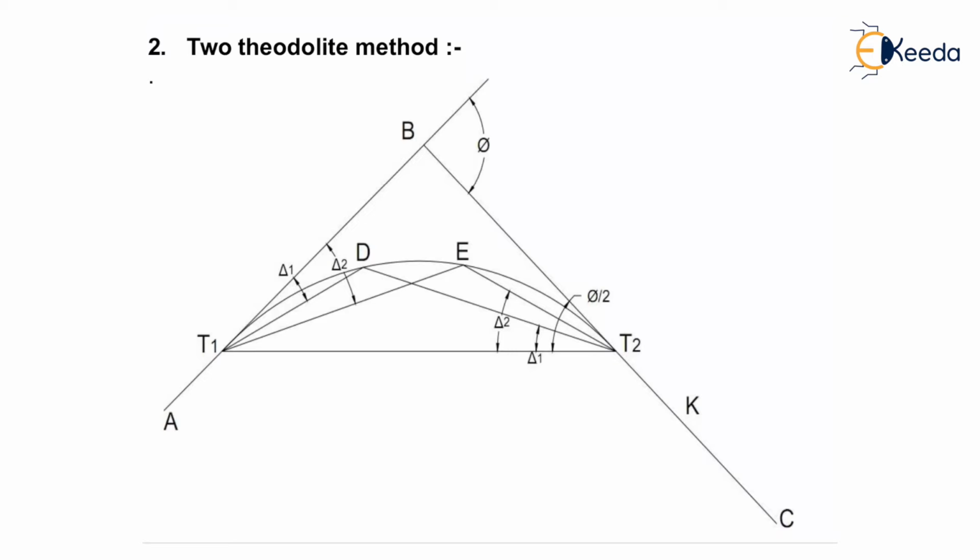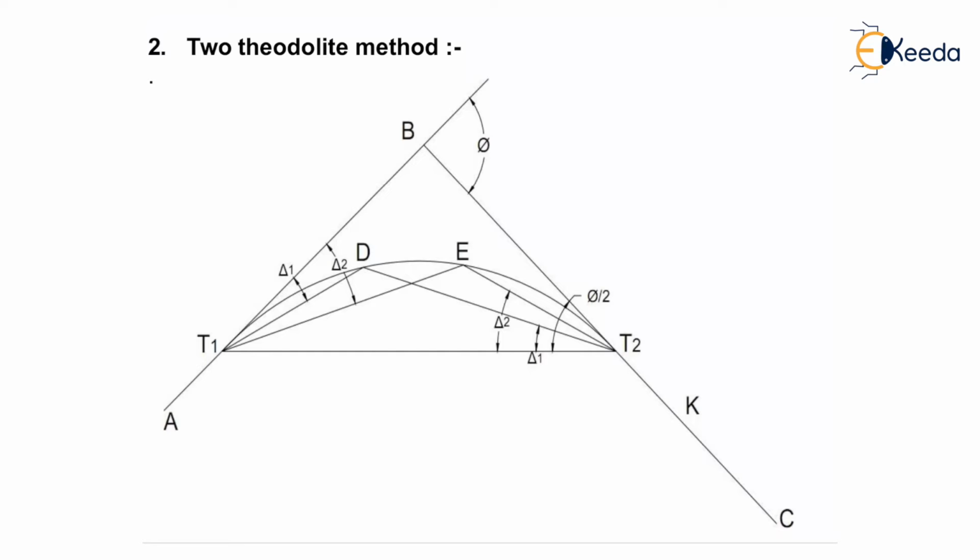It is based on the fact that the angle between the tangent and the chord is equal to the angle which that chord sustains in the opposite segment. So let D, E, etc. be the points on the curve. The angle delta 1 between the tangent T1B and chord T1D is equal to the angle BT1D, that is nothing but equal to the angle T1T2D. So this angle will be similar.